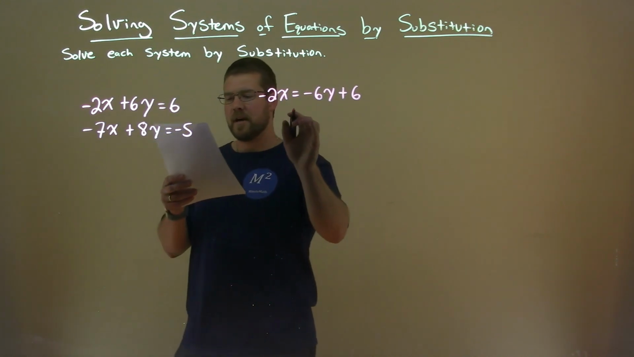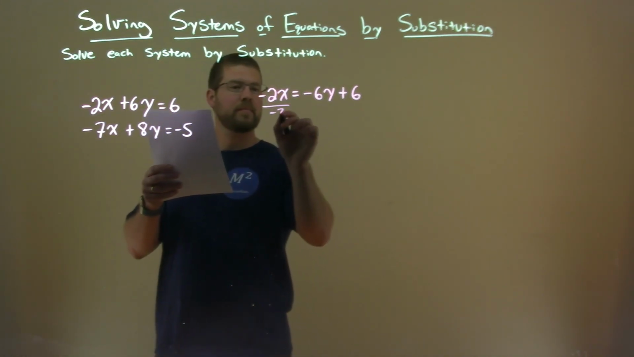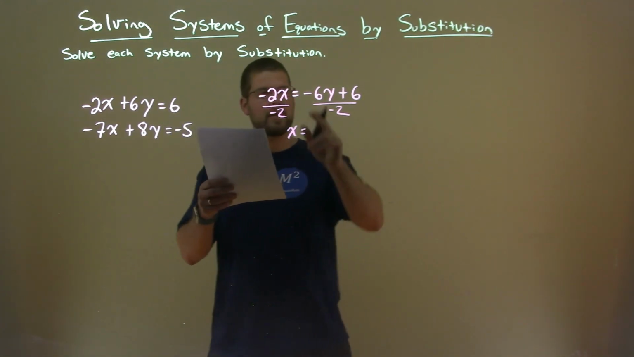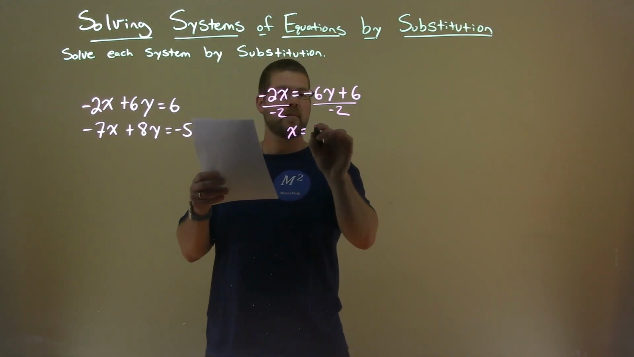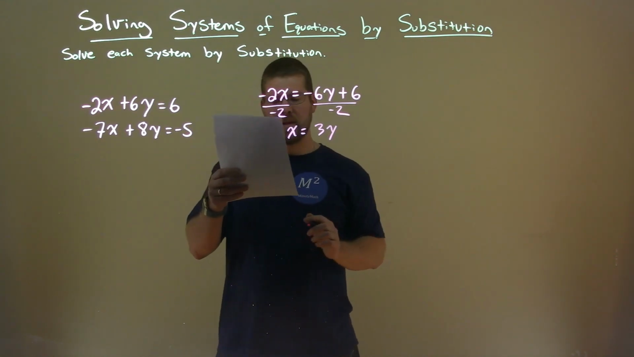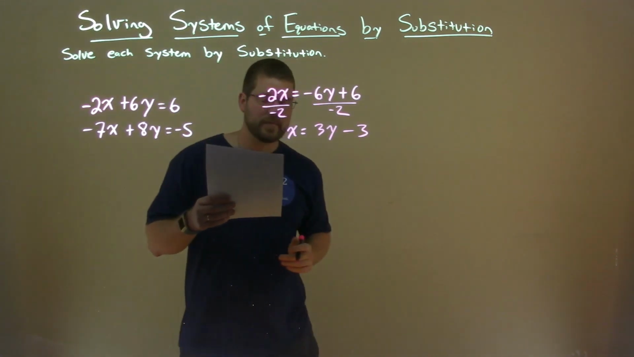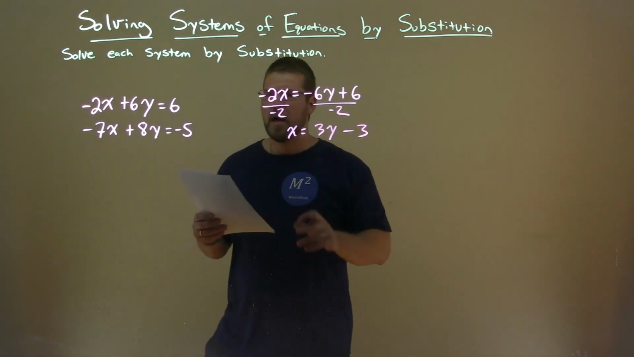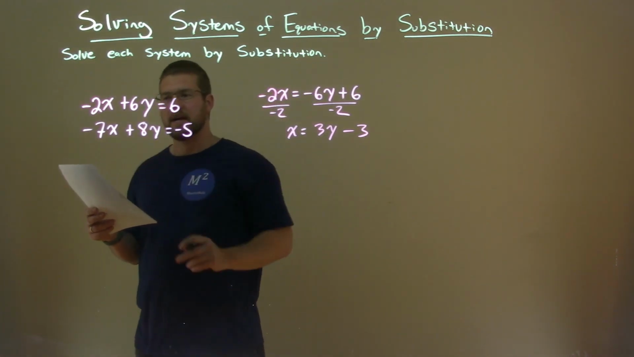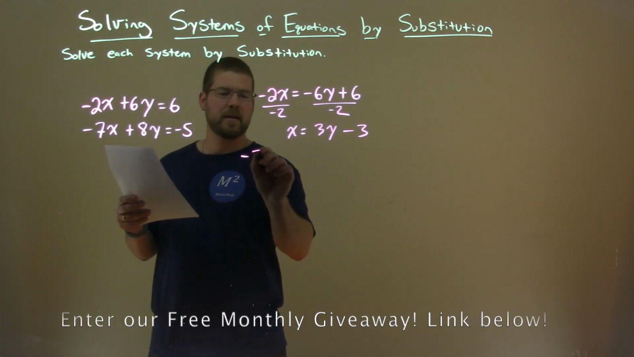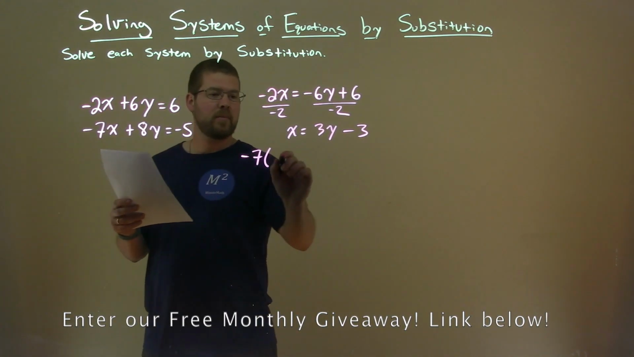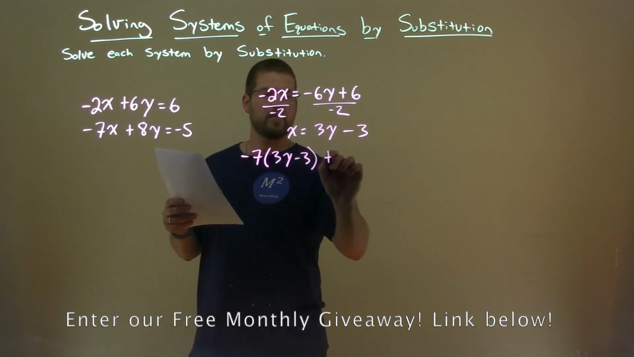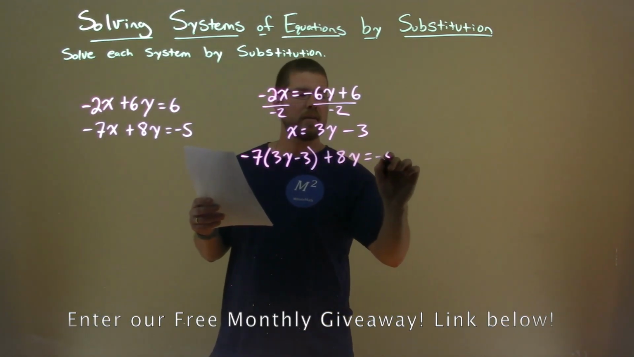Now I can divide both sides by negative 2. And we're left with x by itself equals, well, negative 6y divided by negative 2 is a positive 3y. 6 divided by negative 2 is a minus 3. So we have x by itself equal to 3y minus 3. And we need to plug that value into our second equation's x value. So negative 7 here, but instead of x, I'm putting in 3y minus 3. Then plus 8y equals a negative 5.